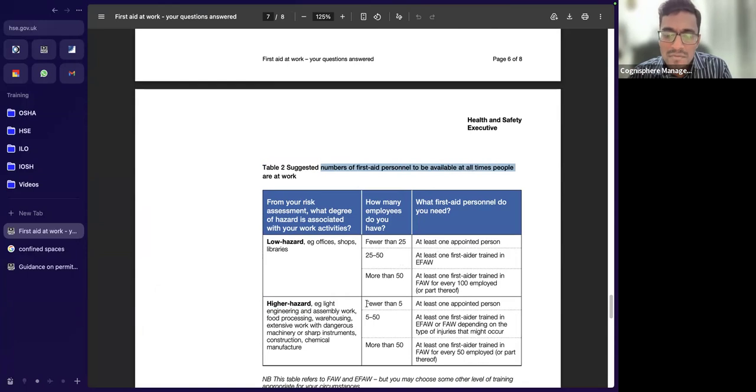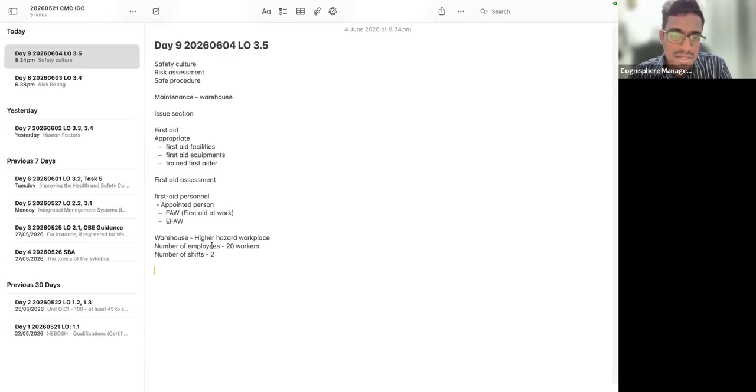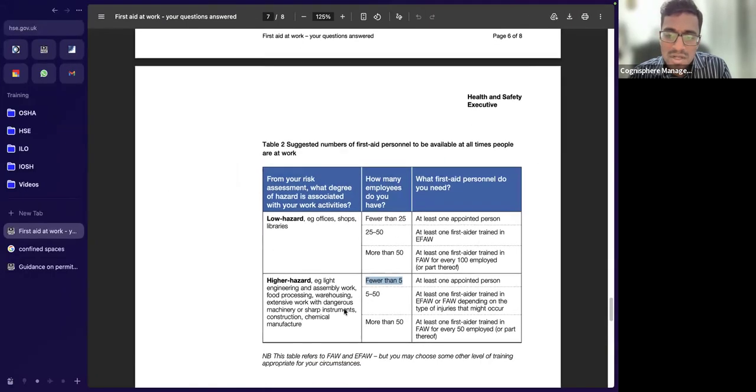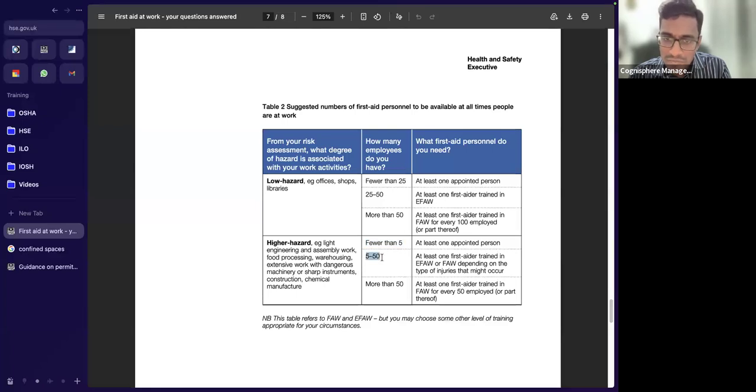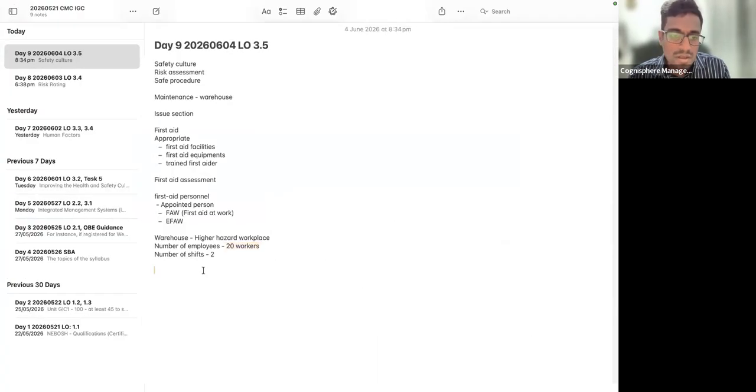So here, fewer than 5? No, because the number of staff here is 20 workers. For 20 workers, it comes under 5 to 50, so 5 to 50 warehousing. You should have at least one first aider trained in EFAW or FAW. So from this table, the suggested number of first aiders is 1, one FAW trained first aider.